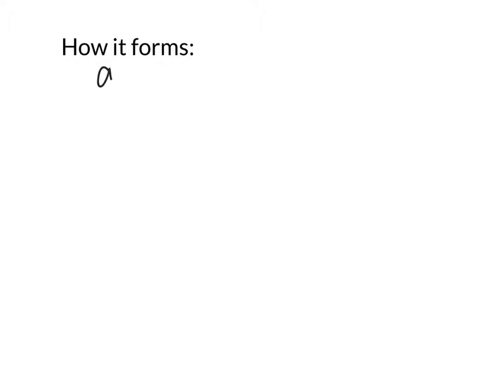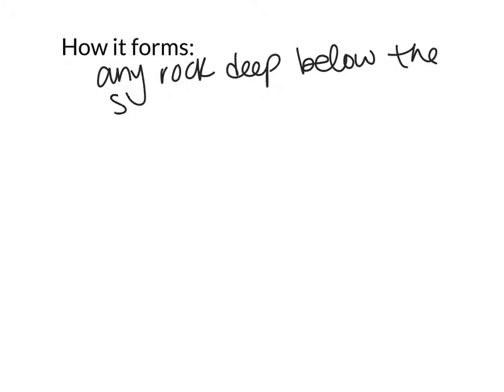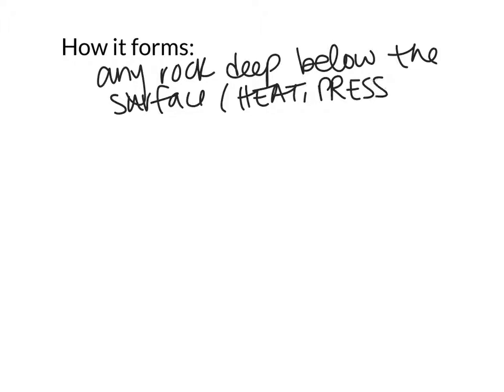So any rock deep below the surface where there's a lot of heat and there's a lot of pressure that's actually changing the minerals that make up these rocks. Or they're folding the rocks. They're really hot and they can actually fold them, and that's where they get the nice little lines that all metamorphic rocks have. So deep below the surface, and it can come from any kind of rock, igneous, sedimentary, or a different metamorphic rock.